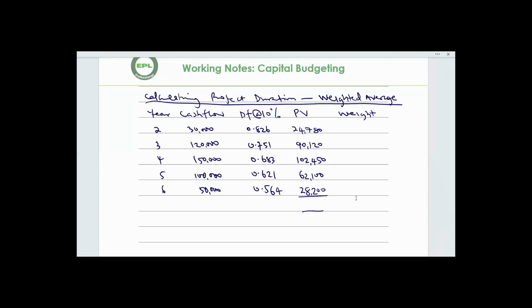So 28,200 plus 62,100 plus 102,450 plus 90,120 plus 24,780 equal 307,650. So that's the total present value. So let's get the weights.